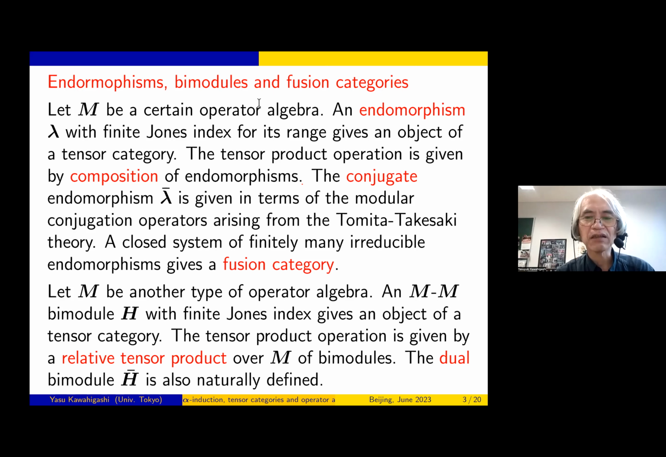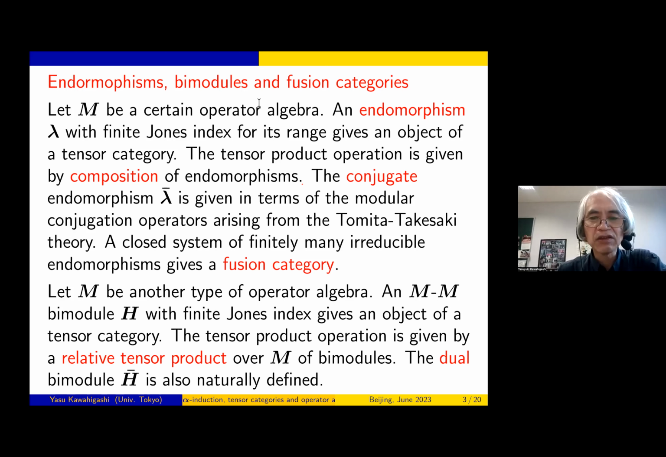Then this kind of bimodule gives an object of a tensor category. The tensor product operation is given by a relative tensor product of two Hilbert spaces over M, the same operator algebra. So we have a bimodule, then we have a relative tensor product structure, and in this way we can define the tensor product in the tensor category.